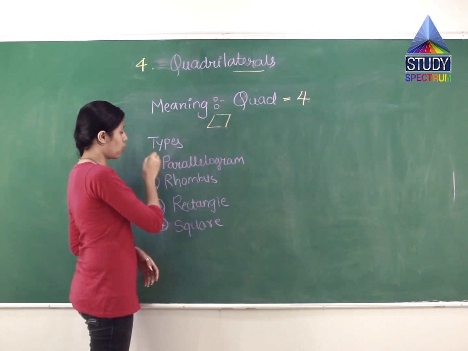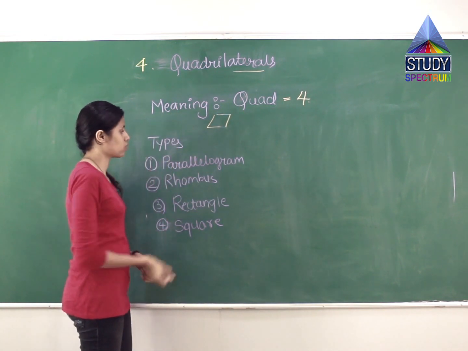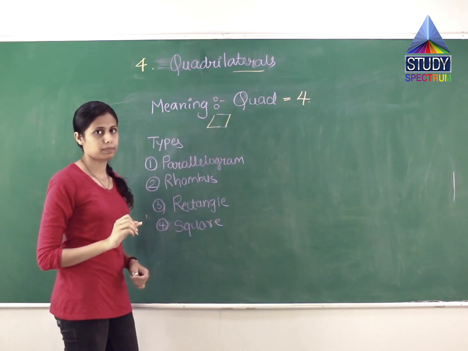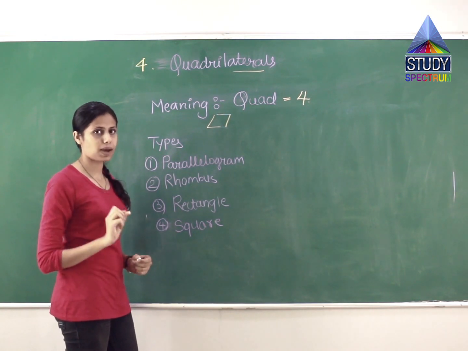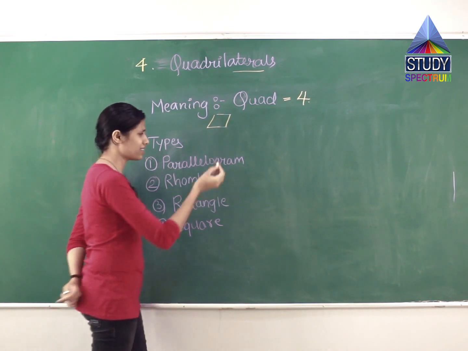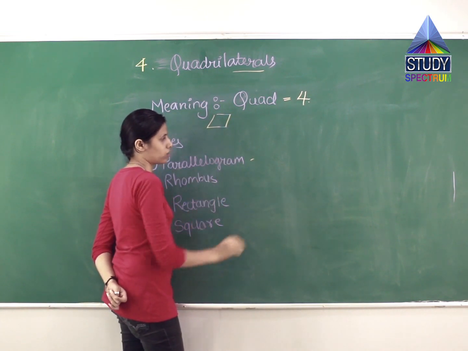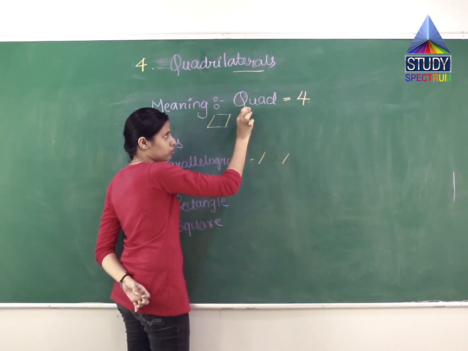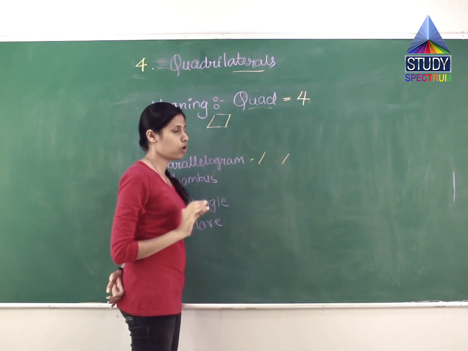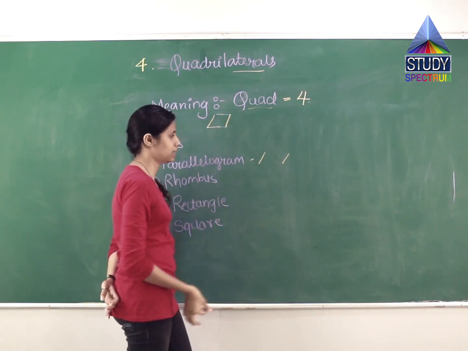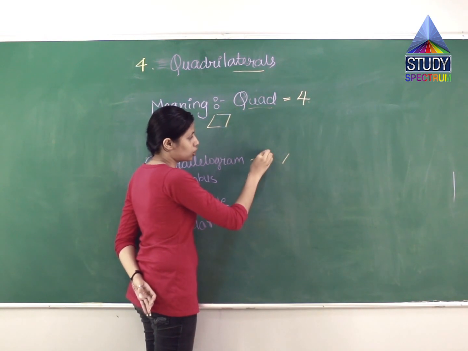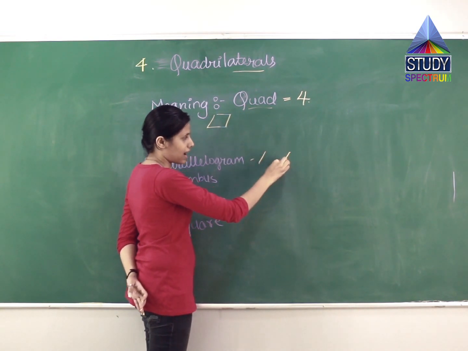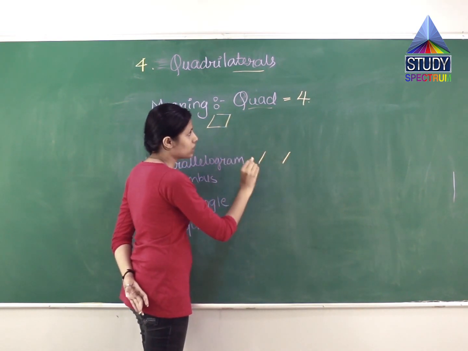So there are four types of quadrilaterals. First one is parallelogram. We will understand in detail what a parallelogram is. First of all, let us basically see what a parallelogram is. It is four-sided. I have already told you what four represents. So it has four sides. Two sides are slant and parallel to each other.